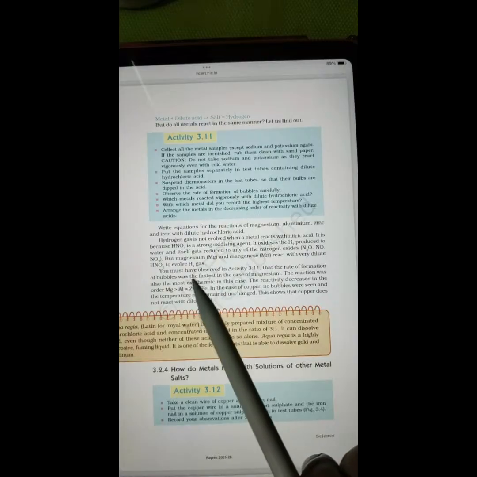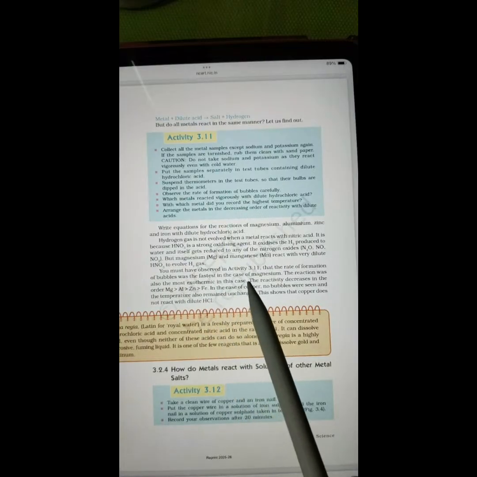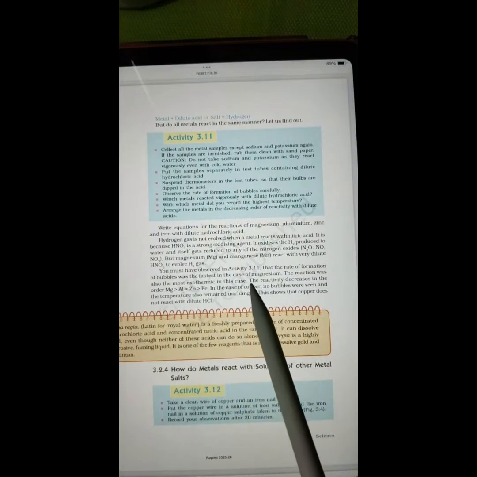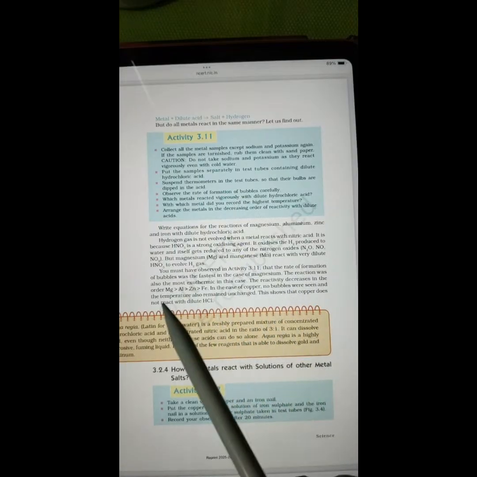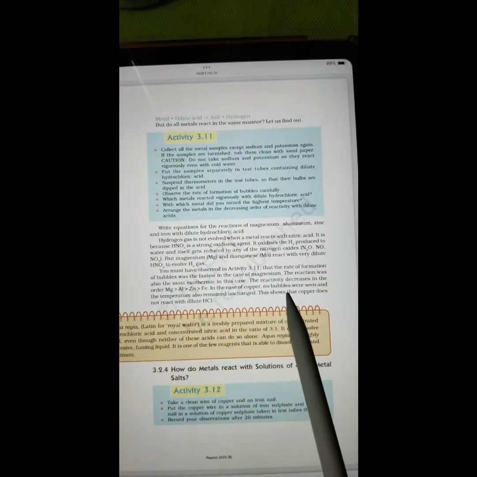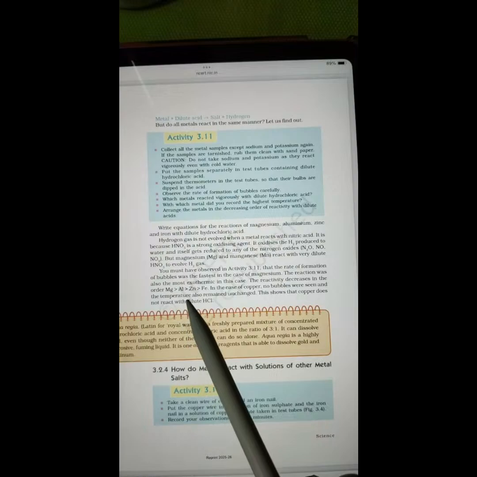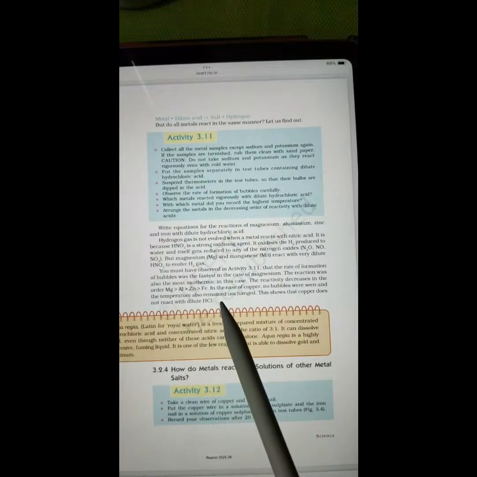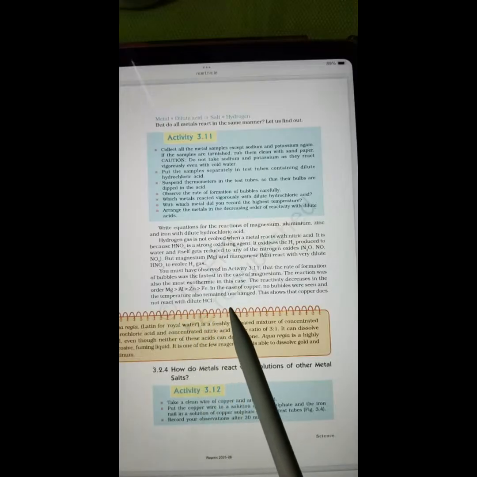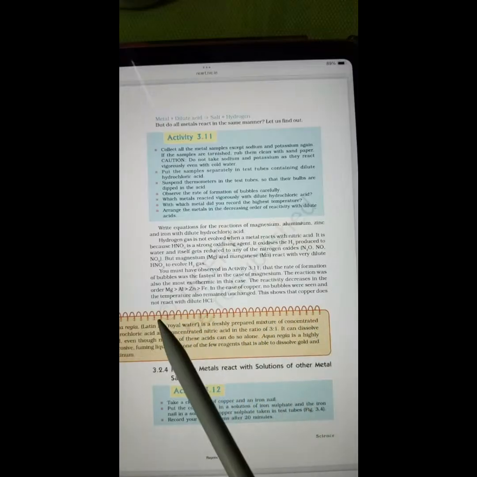evolve H2 gas. You must have observed in Activity 3.11 that the rate of formation of bubbles was the fastest in the case of magnesium. The reaction was almost the most exothermic in this case. The reactivity decreases in the order magnesium, aluminium, zinc, then iron. In the case of copper, no bubbles were seen and the temperature also remained unchanged. This shows that copper does not react with dilute HCl.